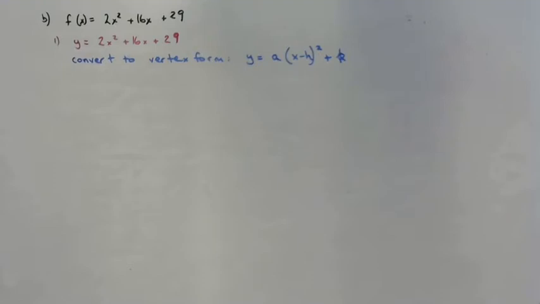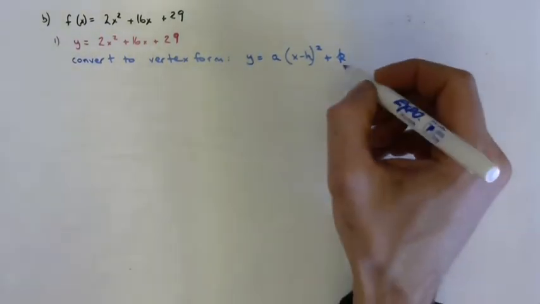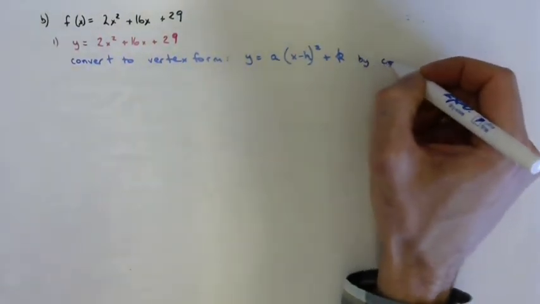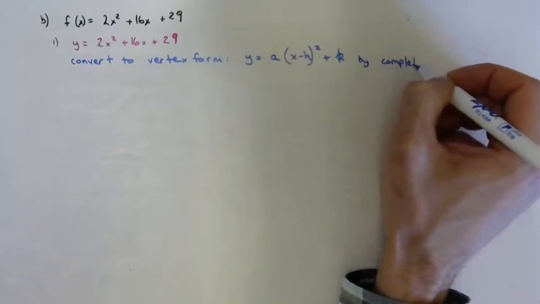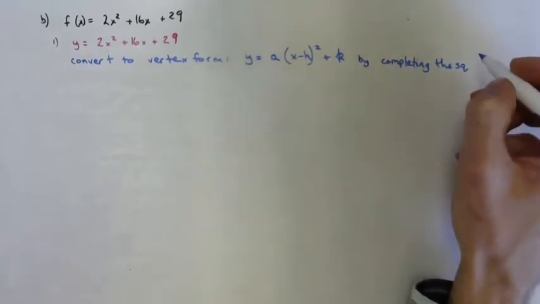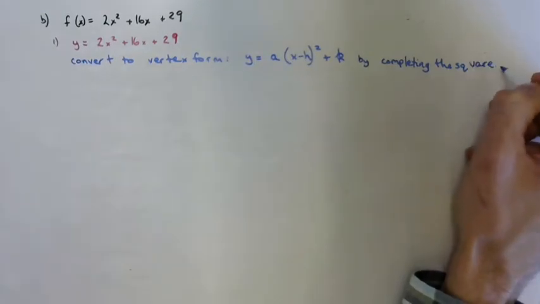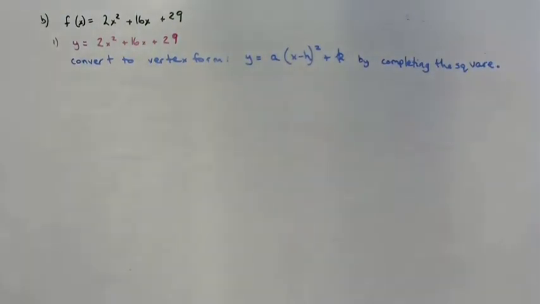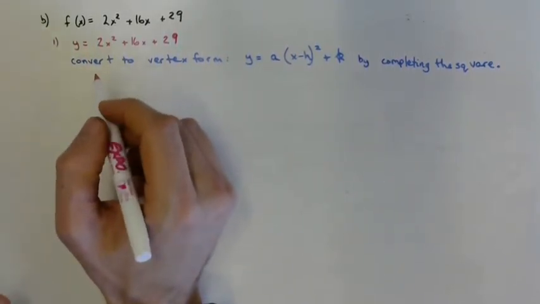Now, how do I convert to vertex form? Excellent question. By completing the square. Isn't that great how math builds on itself and you get to review old concepts? I was really hoping we were past that. All right, so we'll have to do that on the test. Completing the square. Here we go.